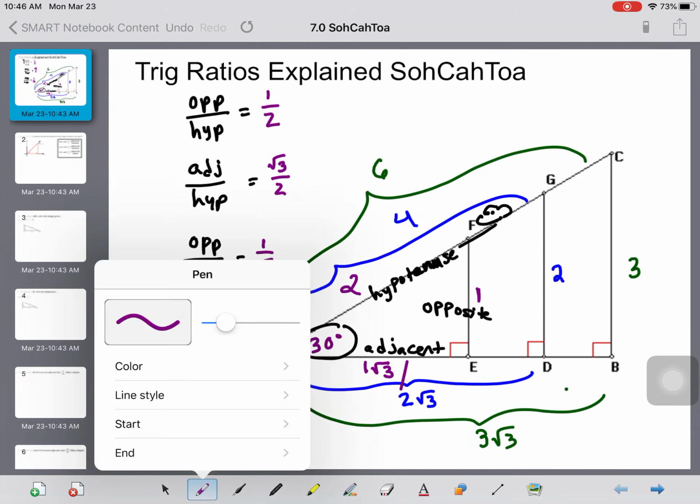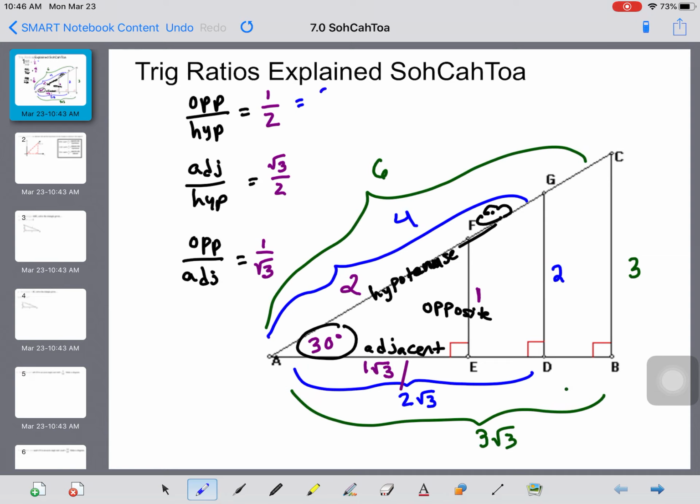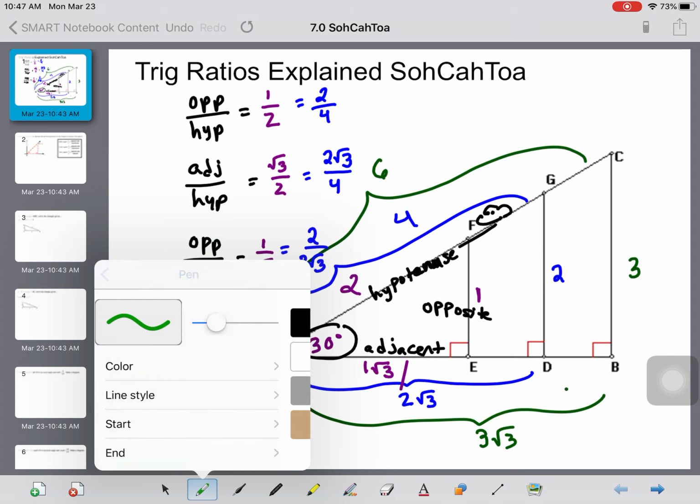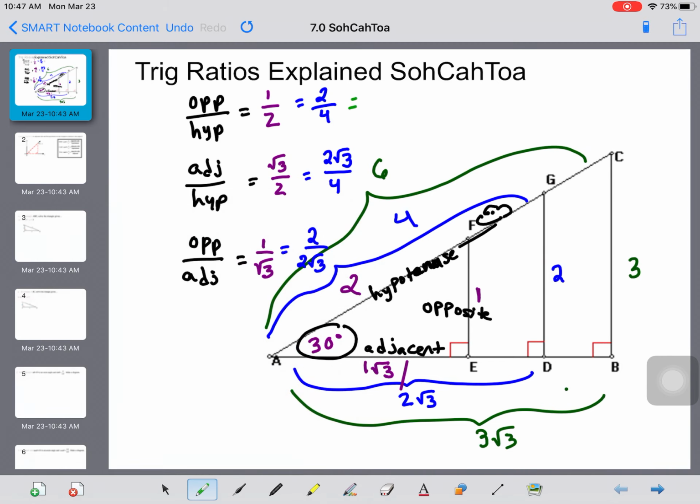I could compare that now to what those values would be in the blue triangle. This is going to be 2 over 4. Adjacent to hypotenuse would be 2 root 3 over 4. And this last one would be 2 over 2 root 3. And then lastly, I could do the same thing for the green. So this would be 3 over 6, 3 root 3 over 6, and this one would be 3 over 3 root 3.